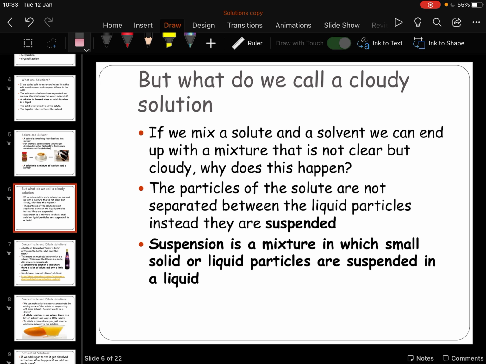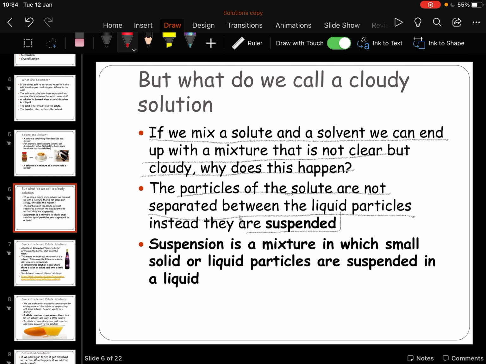Now, what do we call a cloudy solution? Same heading, solute, solvent. Don't worry about that. But what do we call a cloudy solution? Don't take this down, I'm just going to read it out. If we mix a solute and a solvent, we can end up with a mixture that's not clear, but cloudy. Why does this happen? If you mix mud and water together and stir it around, the mud doesn't dissolve, it just gets all cloudy. So what's happening? The particles of the solute are not separated between the liquid particles. Instead, they are what's called suspended.